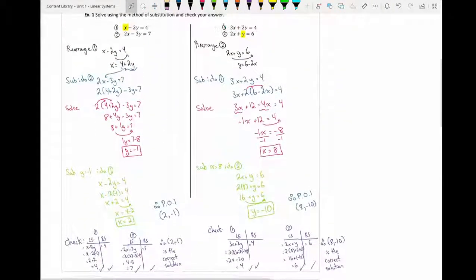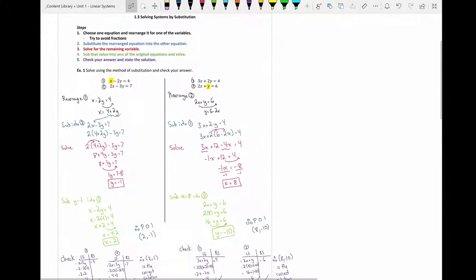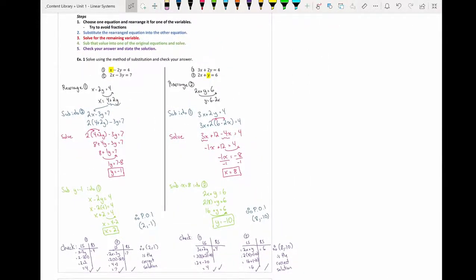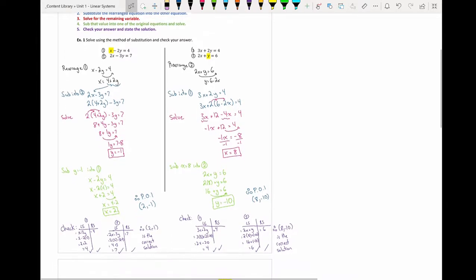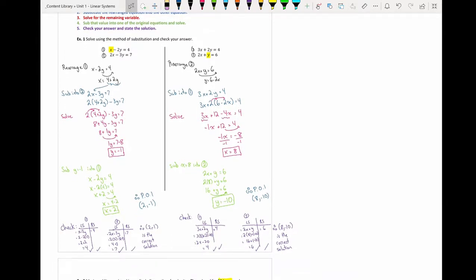So we have a couple of examples here. We have the steps to go through, and if you're ever unsure of your final solution, just check your answer by plugging it back into both equations and checking if left side equals right side.